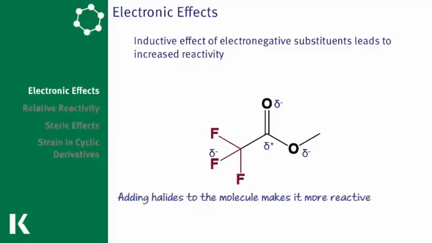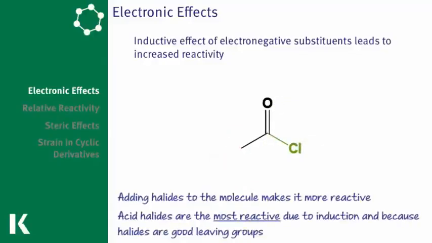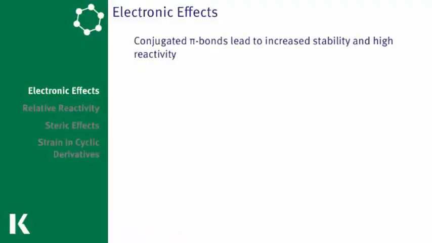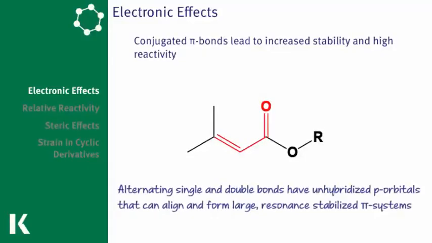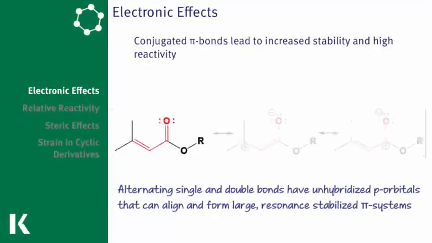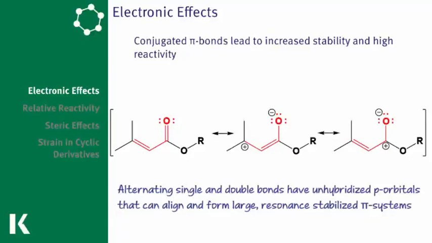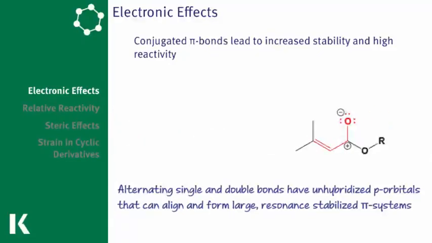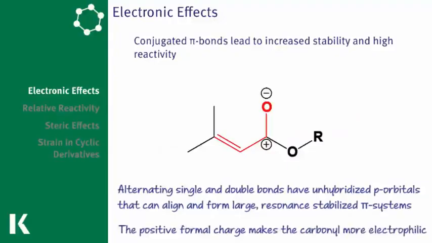If we look at another example molecule, the acid halide, it is particularly reactive because the chlorine atom is strongly inductive in character and is also a good leaving group. The second electronic effect we will define is conjugation. In the ester shown here, the chain of alternating single and double bonds allows the unhybridized p orbital electrons to interact. This means that when electrons are added to or removed from the molecule, it can be stabilized by resonance. The capacity for resonance stabilization makes the carbonyl more electrophilic and thus more susceptible to nucleophilic attack.